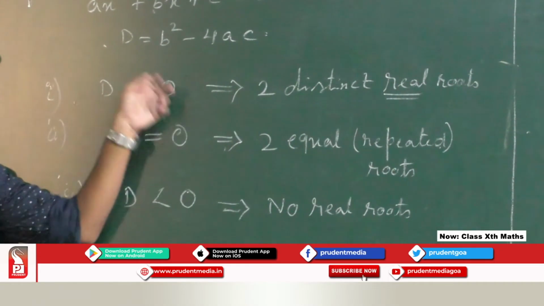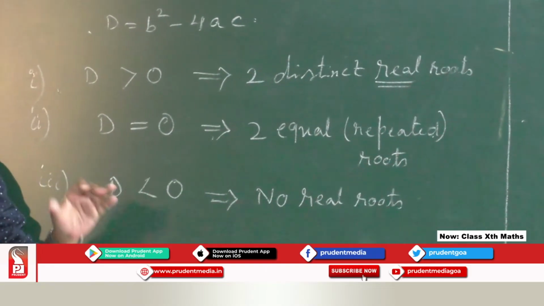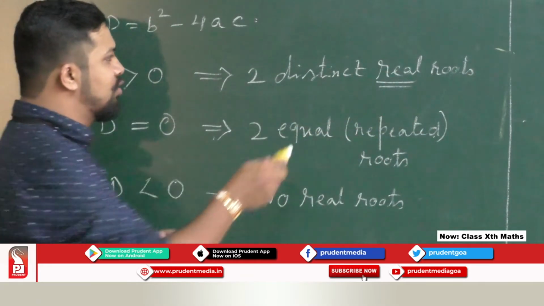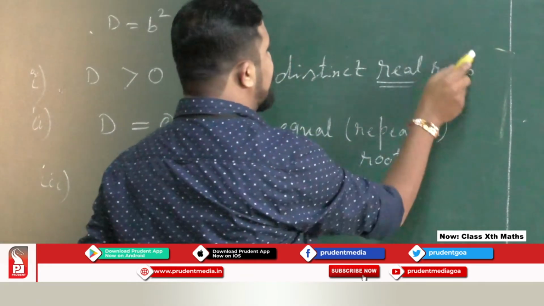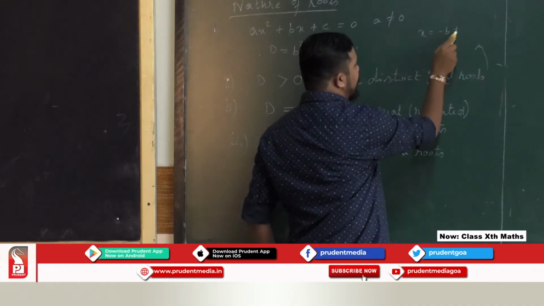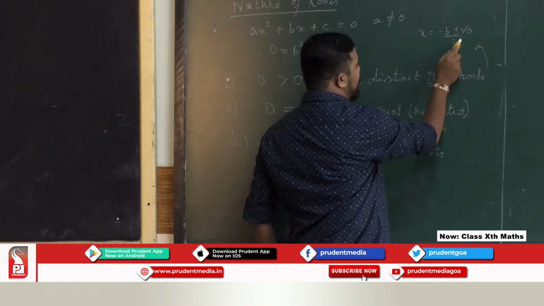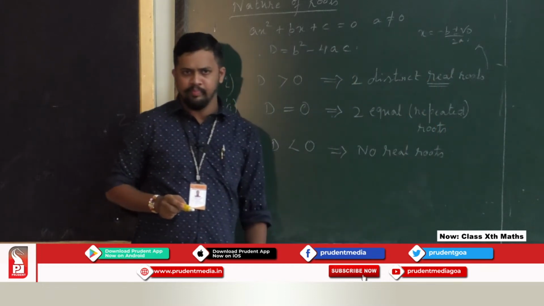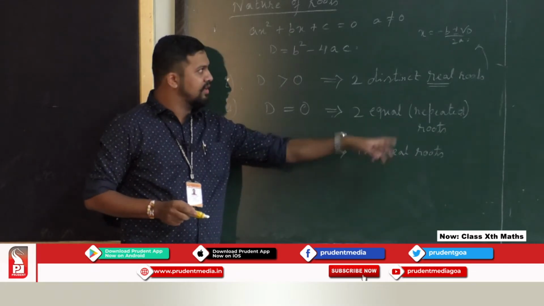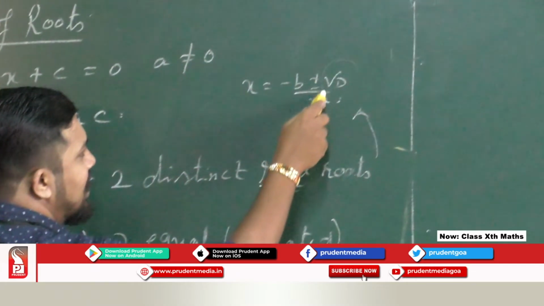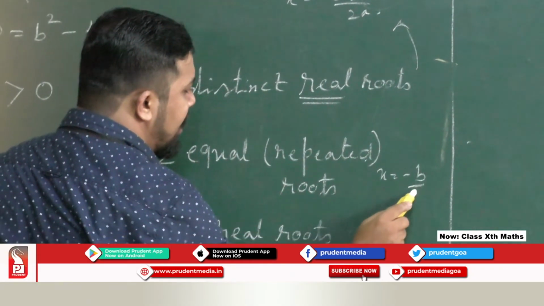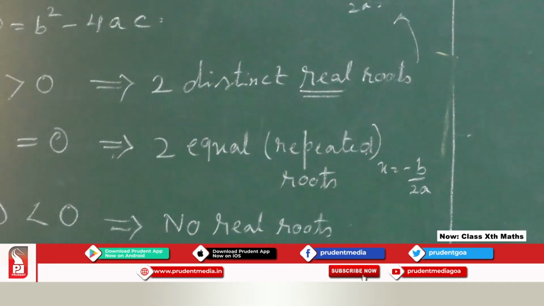D greater than 0, for which we have solved problems, gives two distinct roots. You know the two distinct roots, which we have learned with one formula: x is equal to minus b plus or minus root D upon 2a. These are the two roots. In the same way, when D equals 0, we get two equal roots. When the root D part becomes 0, you will get only minus b upon 2a. We will see this today, minus b upon 2a.